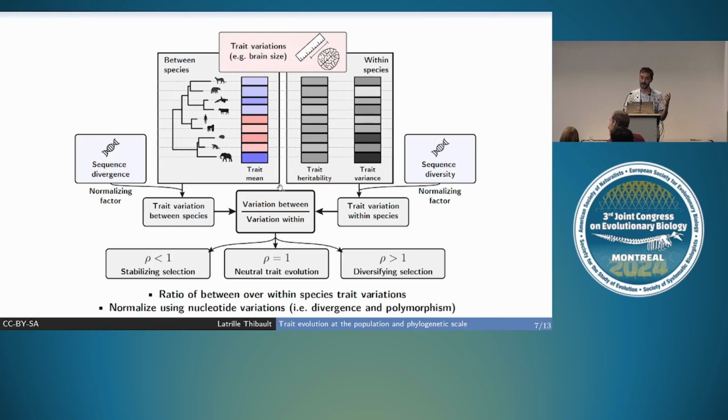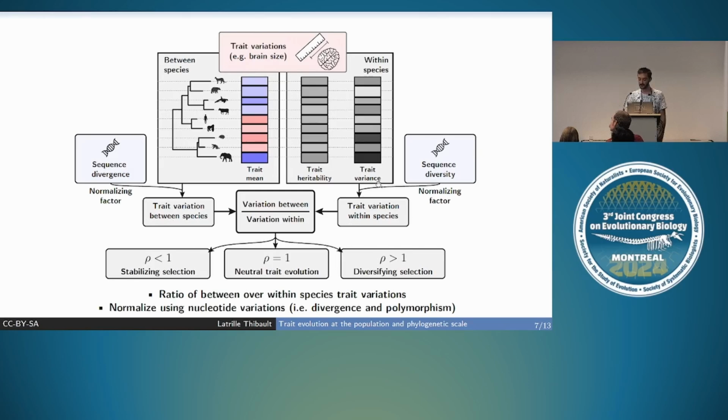And for that, we actually use the sequence divergence on both sides. So for the between species, what you can use is the sequence divergence, basically the branch length as measured in substitutions per site. And so what you do is you divide your trait changes along your phylogeny by the branch length. Or another way, you run your Brownian process on a tree that is in units of branch length as substitutions. So that's the first thing you do here.